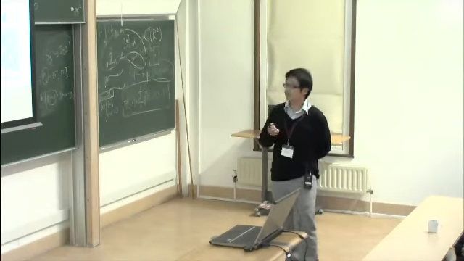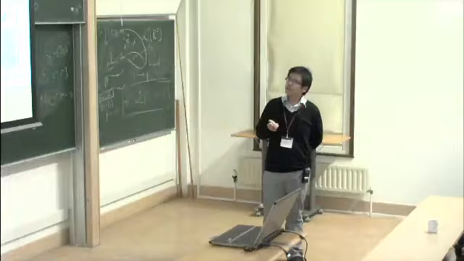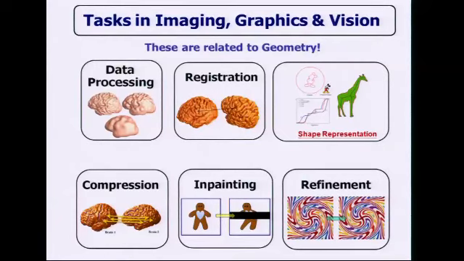So motivations. Our research was actually motivated by practical problems in imaging, graphics, and visions. What we're interested in doing includes, for example, data processing: if we have some surface, like the brain surface, usually the surface that we obtain is very noisy, so we have to do some data processing on it that preserves the geometric details of the data. We also want to do registration between different surfaces so as to find one-to-one correspondence between them so that systematic analysis can be carried out.